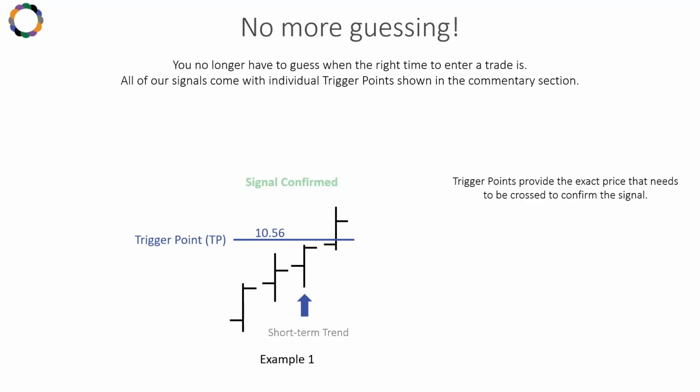The next day, price crosses 1056, so the signal is confirmed. And just as predicted, a few days later, price begins to move up. By using the colored signals in combination with the trigger points, we instantly know two things. Number one, when it's safe to enter a trade, and number two, the type of movement that price is going to make. In this case, a short-term upward trend.